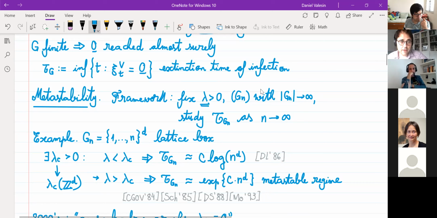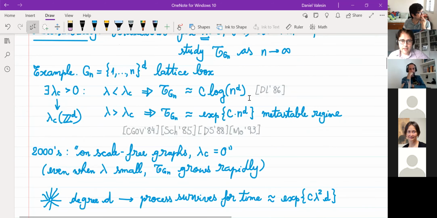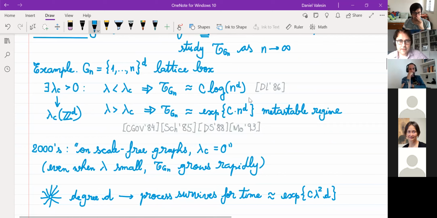By the way, the case lambda equal to lambda c is largely open, so it's not well known what happens if you take lambda equal to lambda c. I think there are only results in dimension 1, and they're not sharp. It's just known that the extinction time grows within two polynomials of n, but the precise behavior is not known. This was for boxes of Z^d. So, a very brief introduction to this.